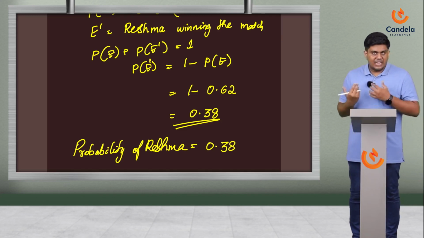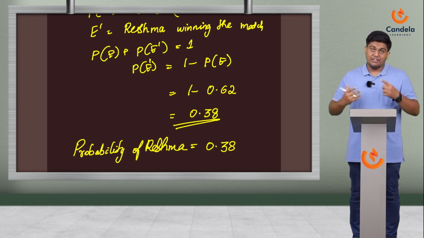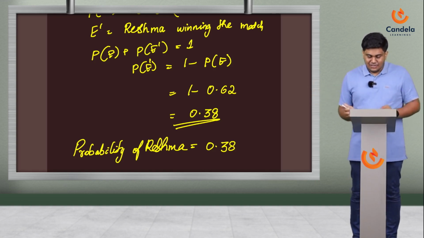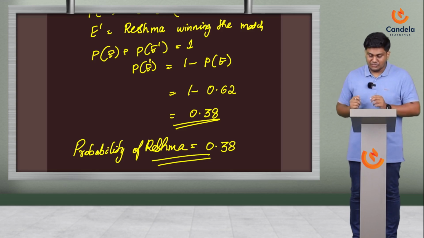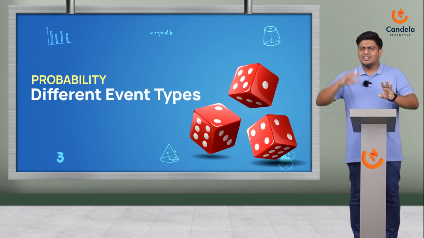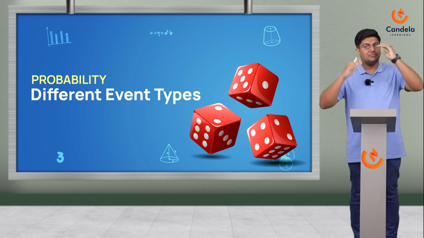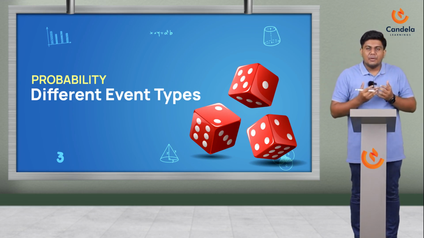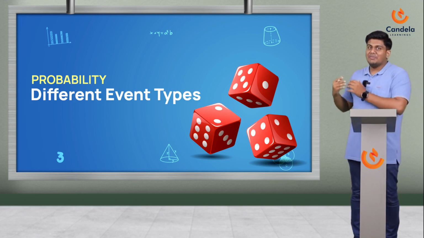It's very easy to check if this answer is correct. You add 0.62 with 0.38, the answer should be 1. If it is 1, then your answer is correct. So, this is how we use the idea of complementary in a question. I hope this concept is very clear for you. We have learned three concepts: sure event, impossible event, and complementary. Sure event is P of E is 1, impossible event P of E is 0, and complementary is P of E dash is equal to 1 minus P of E.